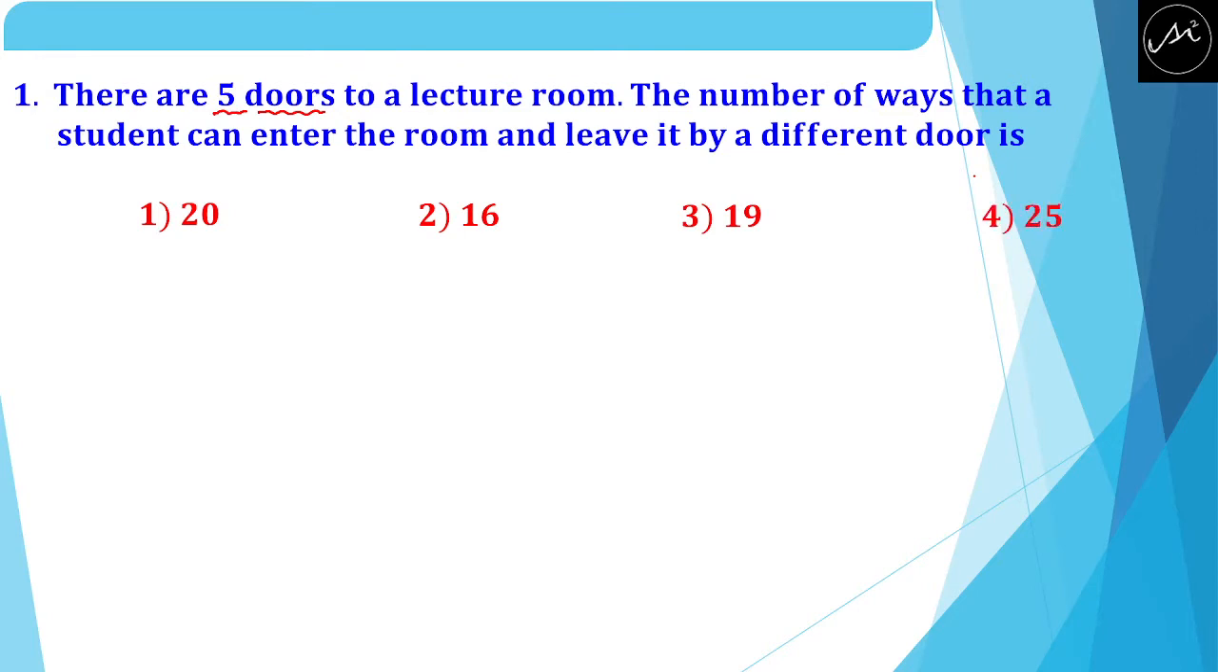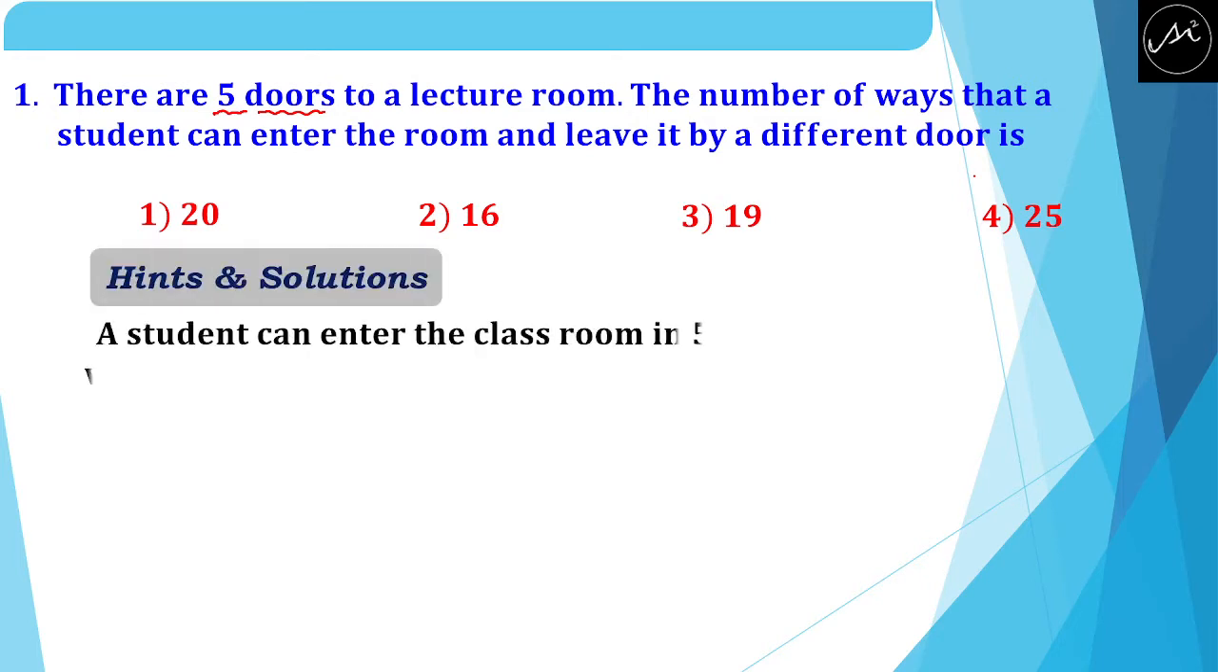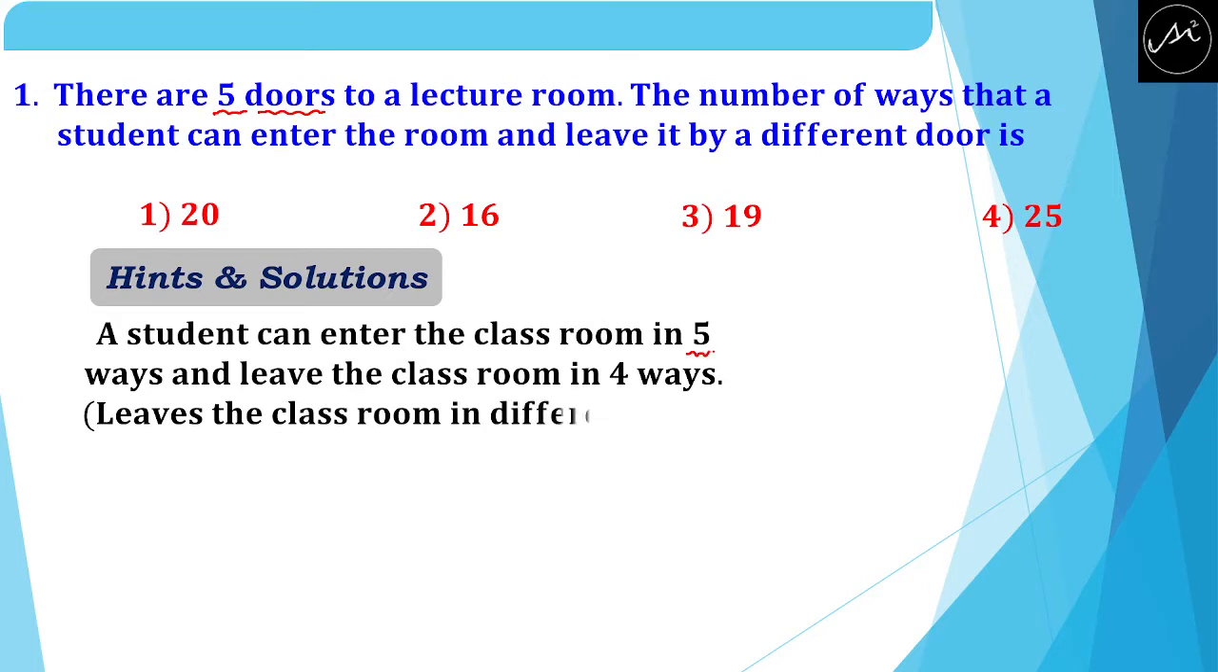Okay, so here you can just see a student can enter the classroom in 5 ways, because there are 5 different doors to enter the classroom. If the student has to enter into the classroom, he has got 5 choices: 1, 2, 3, 4 and 5. So totally there are 5 choices for a student to enter the classroom.